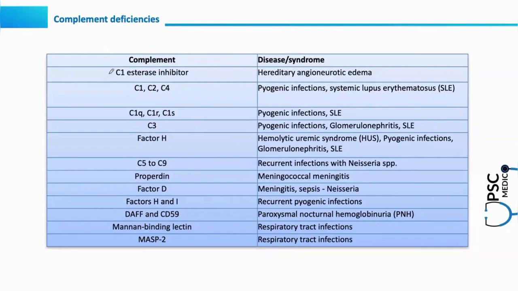One very important thing you need to write is hereditary angioneurotic edema. It is because of C1 esterase inhibitor deficiency. Second thing you need to write, we already discussed this: C5 to C9 deficiency, the membrane attack complex deficiency, leads to recurrent infections with Neisseria. We already discussed this while doing the microbiology Neisseria topic. So C5 to C9 is recurrent infections with Neisseria species, and C1 esterase inhibitor is hereditary angioneurotic edema. Third important thing is factor H. Factor H deficiency leads to hemolytic uremic syndrome.